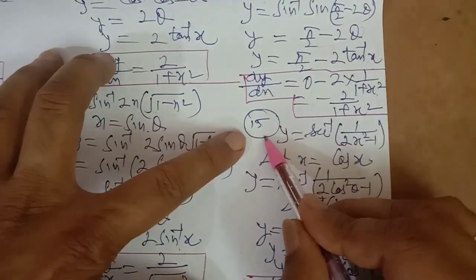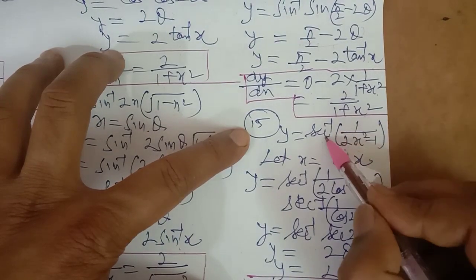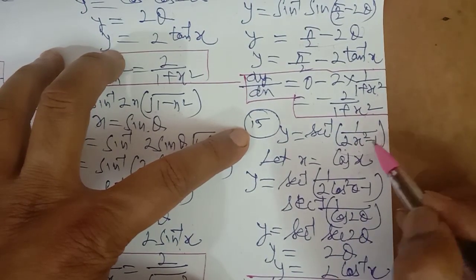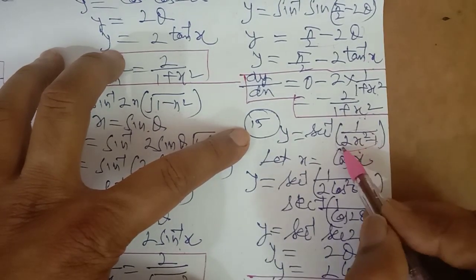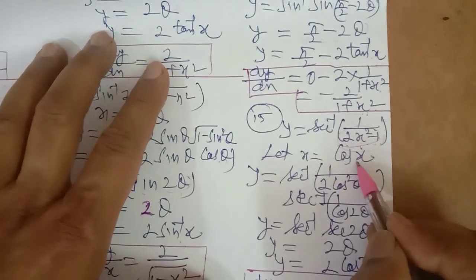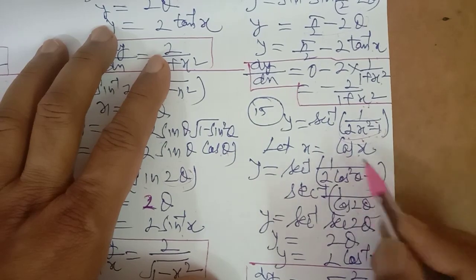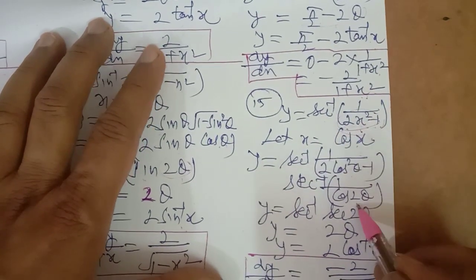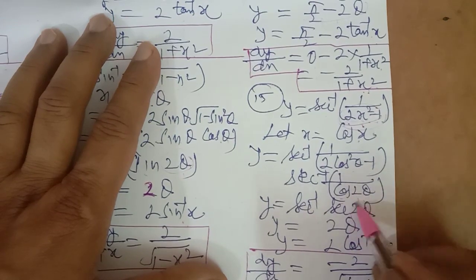Similarly, in question number 15, we have sec inverse of 1 upon 2 x square minus 1. For sec inverse, we should have sec here, and for sec, we should have cos here. So 1 upon cos will be equal to sec. So we try to bring the cos here. Let x is equal to cos theta. So 2 cos square theta minus 1 is equal to cos 2 theta. And 1 upon cos 2 theta is equal to sec 2 theta.